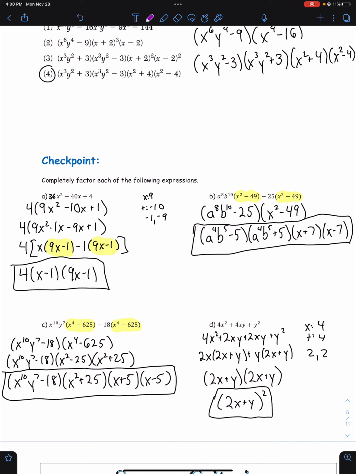And for D, I feel like the biggest thing for D is just maybe circling your answer here. Make sure you just write it's the same factor, so you can write it as the factor being squared. You do need to write that like that, it is the most completely factored form.